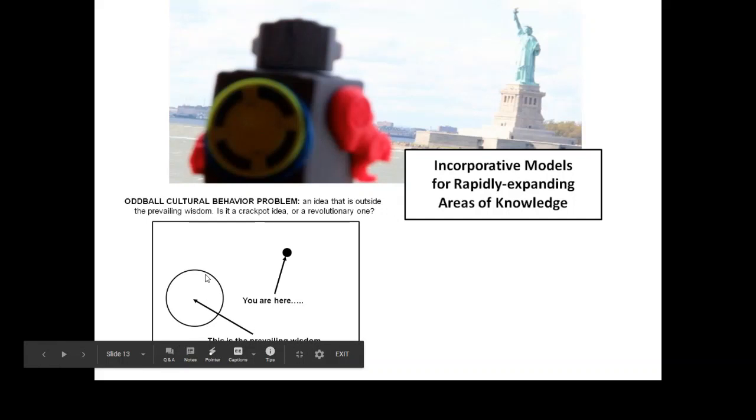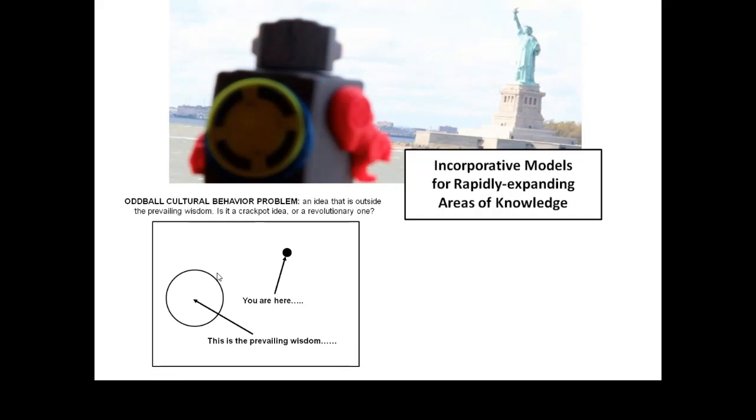So for the robot, the prevailing wisdom might be being a robot and being trained on objects in the lab, and then they get released into the world and they see this statue and they don't know what to do with it. Is it just a one-off, or is it something the robot is going to have to incorporate into its worldview as a part of the world?